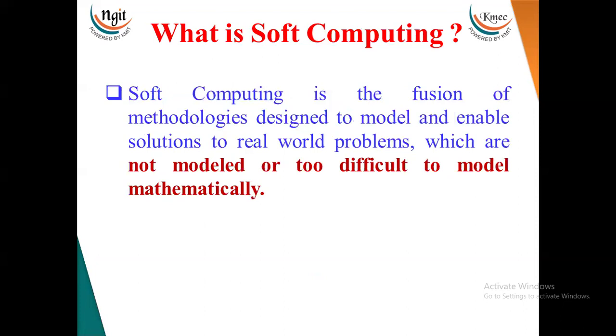What are the different real world problems we are going to model? The models which are very difficult to model mathematically. For complex problems which cannot be modeled mathematically, we can go for soft computing. Whenever we talk about computing, the basics start from logic, and logic is derived from maths. The problems which are not resolved with a mathematical model, we can go with soft computing.